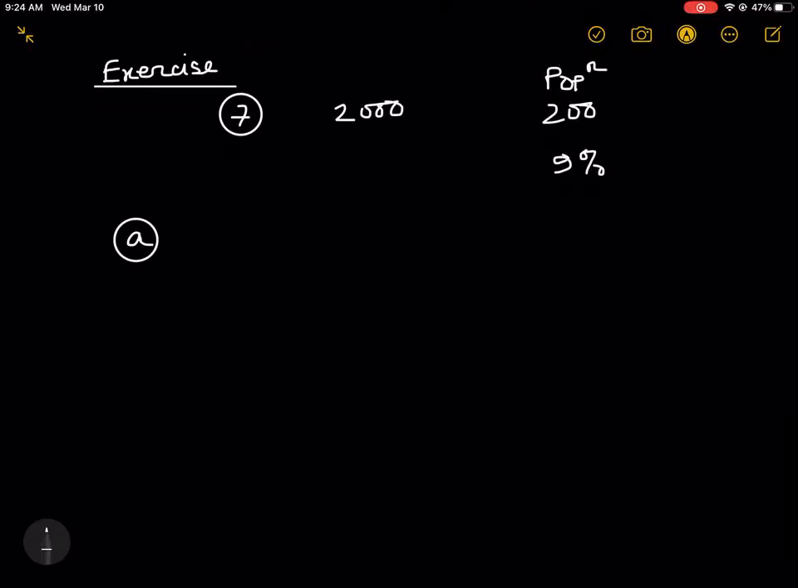Okay, no problem. So let me rewrite the recursive formula in general, the recursive form rather, for exponential growth. So if you have an exponential growth, the recursive format looks like this.